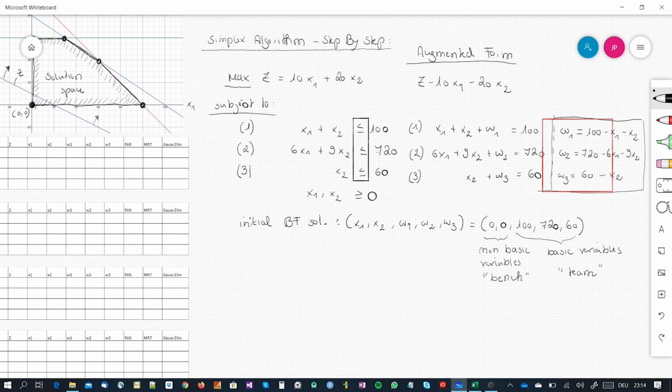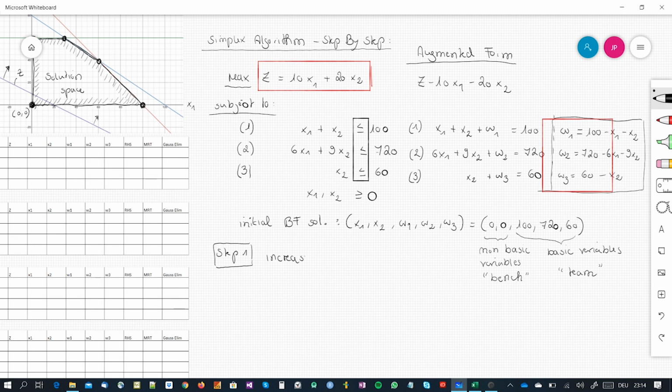So the first step of the simplex algorithm is now to decide, or to look at, if we can increase some of the decision variables and gain a better objective function value. So we have a look at our objective function, look at the coefficients, and see if we would gain something in case that we increase some variable.